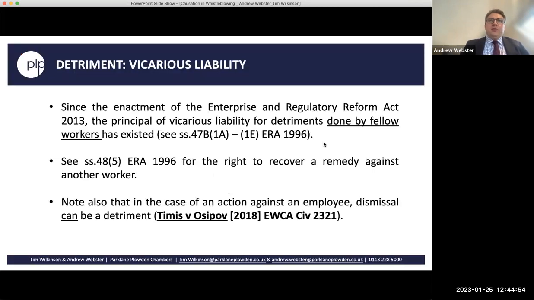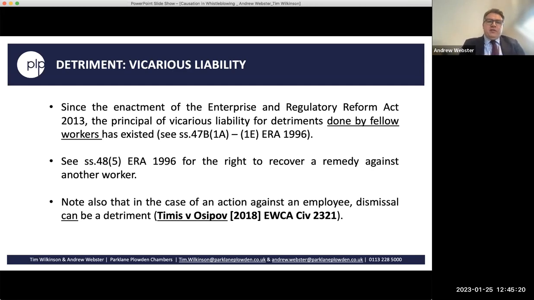Turning to the question of vicarious liability, which I appreciate is a slight segue just before I hand back to Tim for a bit, but I thought it was useful to mention this. Certainly my experience is that in discrimination claims, one often sees claims being brought against individuals as well as employers. But in whistleblowing claims, I see that far less frequently.